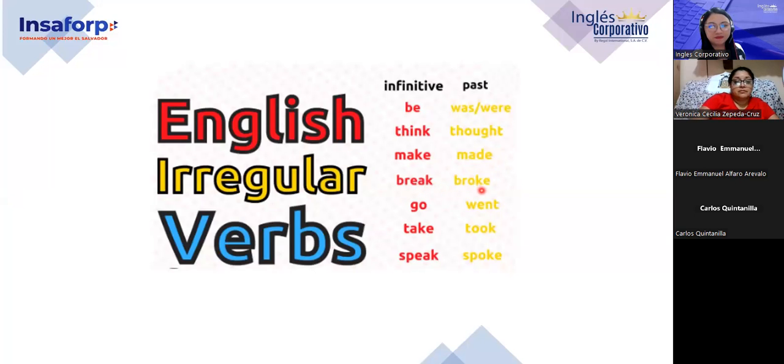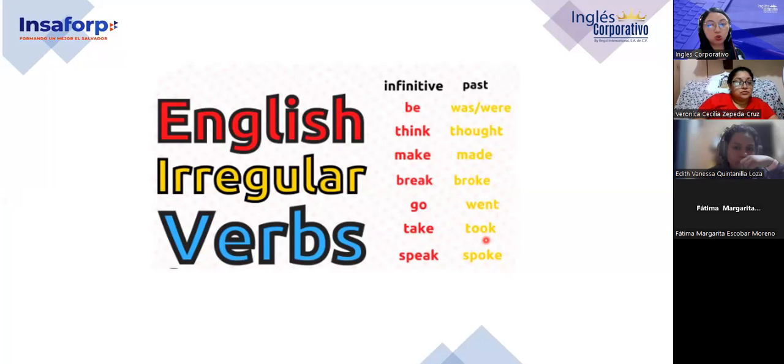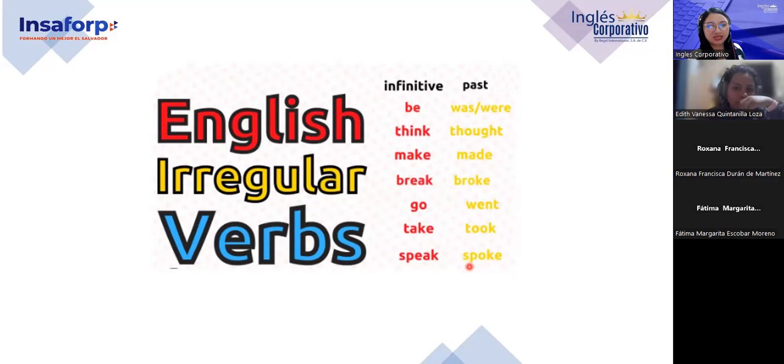Break. Broke. Y ayer nos quedamos hasta el sonido de la K. Broke. Go. Went. La T, clase T. Went. Take. Took. Muy bien. Took. Y se convierte en un sonido largo acá. Took. Puede sonar como una U. Speak. Spoke. La K acá. Spoke. Sí, practiquen, ya ven, no solo spelling, sino pronunciación. Was, were, thought. Made, broke, went, took, spoke.